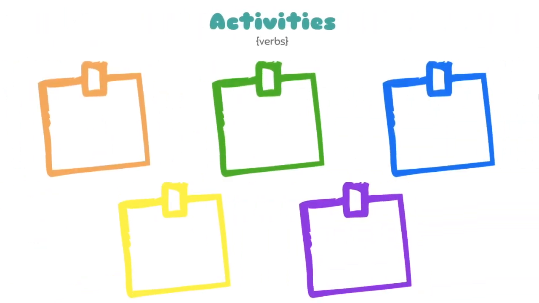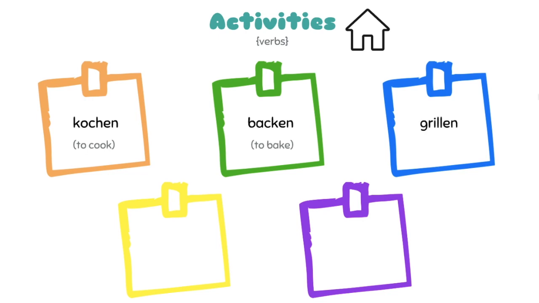The next verbs are related to activities that you do at home. Kochen, to cook. Backen, to bake. Grillen, to grill. Fernsehen, to watch TV. And stricken, to knit. Kochen, backen, grillen, fernsehen, stricken.